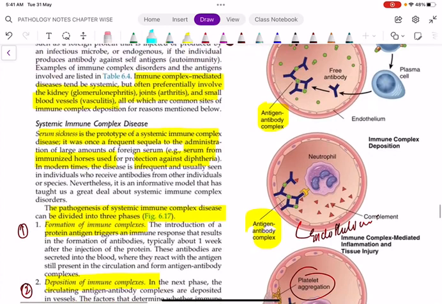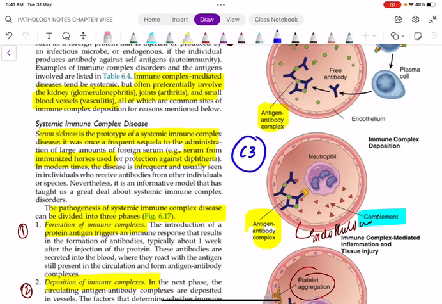And remember, I told you there will be action of the complement. This complement, which is normally present in the circulation, is recruited. I'm using the word recruited. Recruited for what? Triggering the inflammation. It is recruited for binding with the antigen-antibody complex for triggering the inflammation and tissue injury. C3 is the main complement which will be recruited.